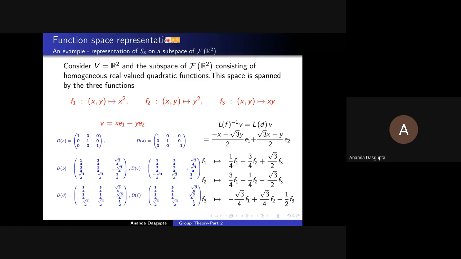And the important thing is, you should be able to check this out. If you multiplied DA DB, you would get the same as DAB, whatever DAB is. And if you multiply DB DA, you will get whatever DBA is. That rule is going to be valid. That's how these representations are constructed.